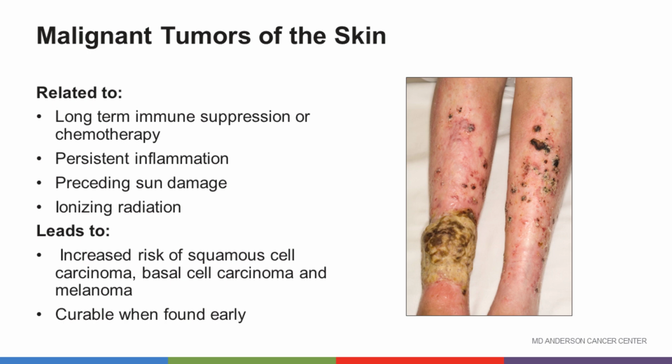And that can lead to increased risk of squamous cell carcinoma of the skin, basal cell carcinoma in the skin, and even melanoma. The patient that you see on the right had chronic graft-versus-host disease of the leg and developed some scaly areas. On biopsy, these were squamous cell carcinomas, all of them. If we catch this early, this is curable and treatable.